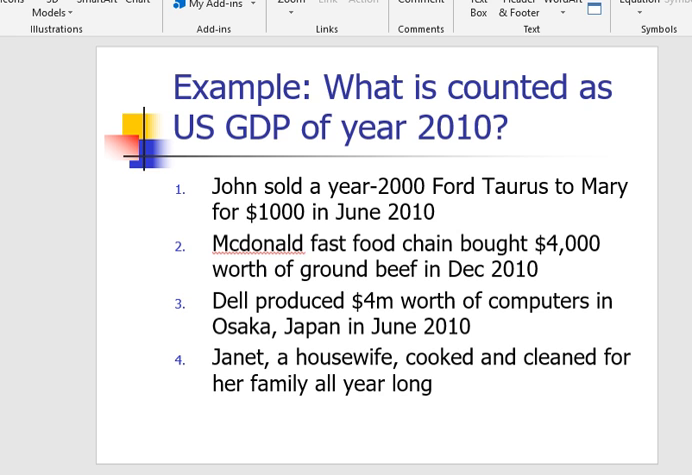Next, why don't we take 10 minutes or so to complete this exercise. For each one of these transactions, let's determine whether it can be counted as the GDP of the United States for the year 2010. Let's spend about 10 minutes and we'll come back to that.